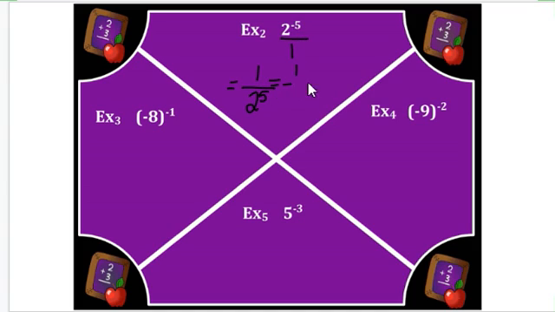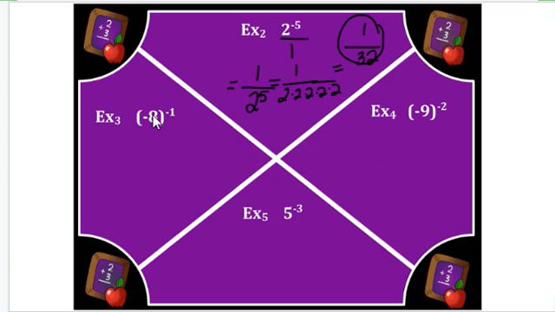We can expand that to 1 over 2 times 2 times 2 times 2 times 2. Almost ran out of room. And we simplify that. 2 times 2 is 4. 4 times 2 is 8. 8 times 2 is 16. 16 times 2 is 32. So 1 over 32 is our final answer.